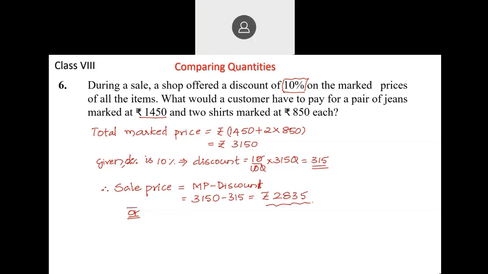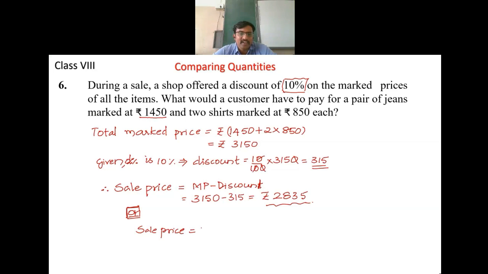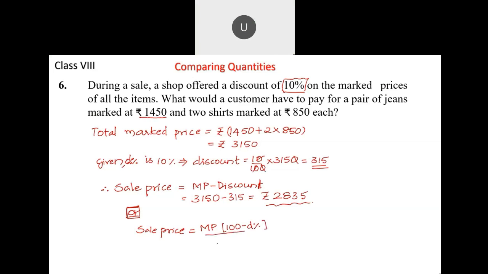What is the other method? The other method is related to the formula. Sale price is the formula method. What is the formula? Sale price is market price into 100 minus discount percent, divided by 100.